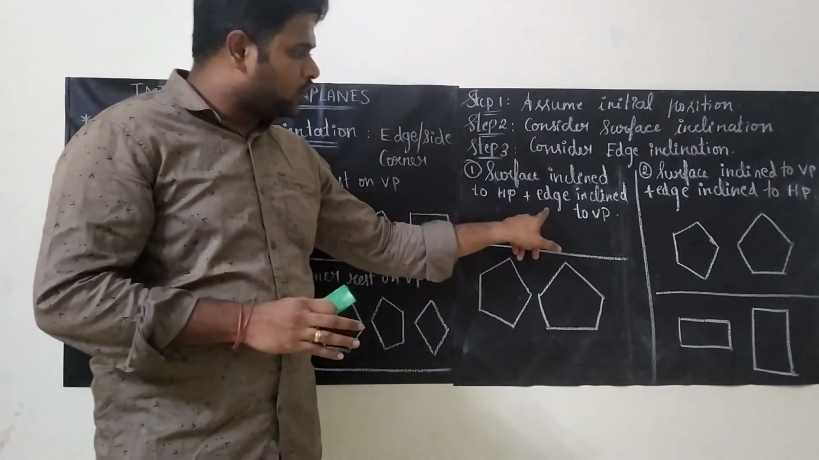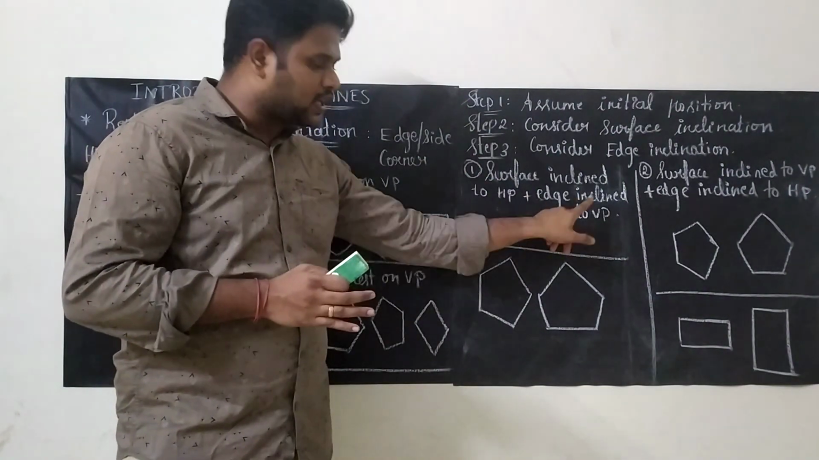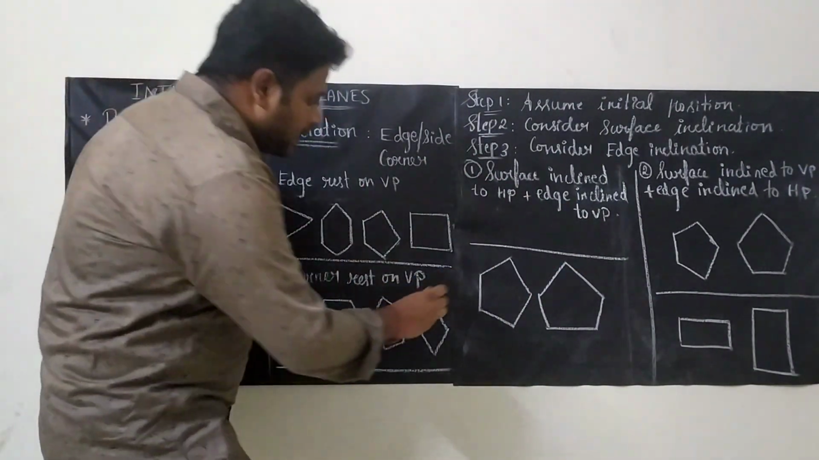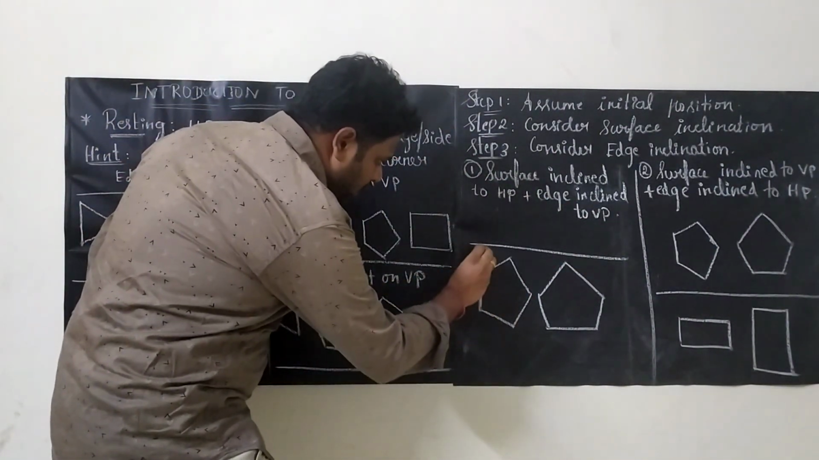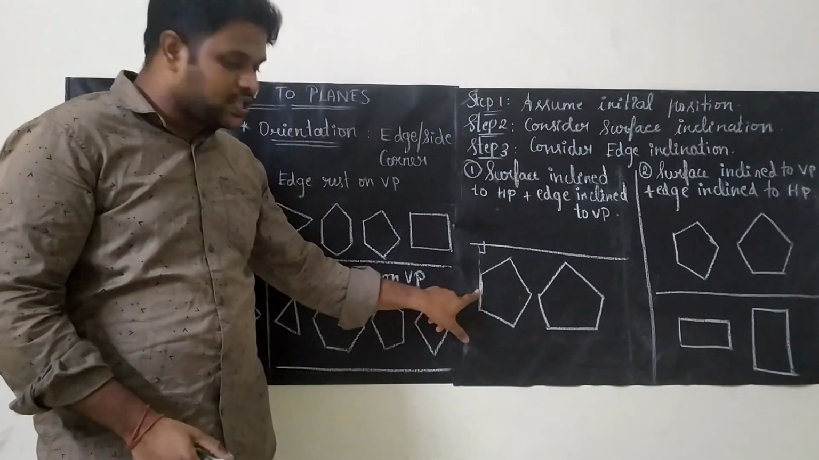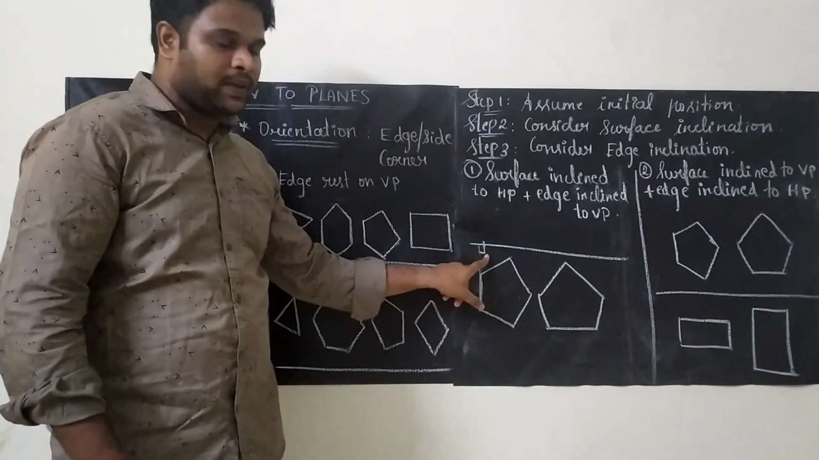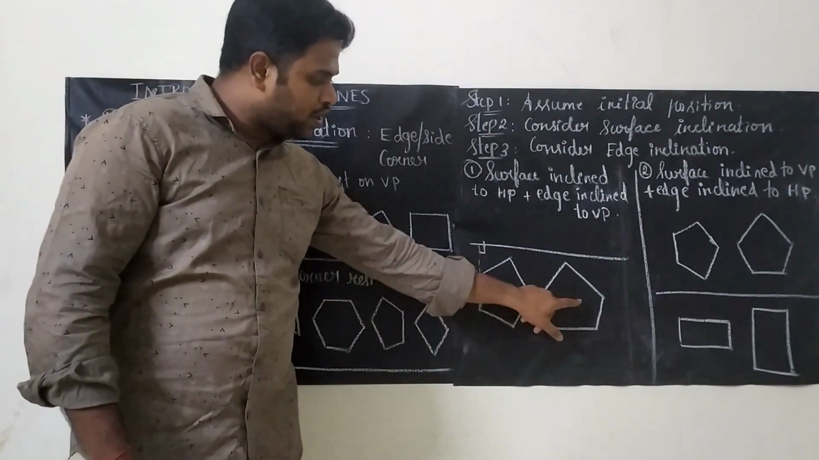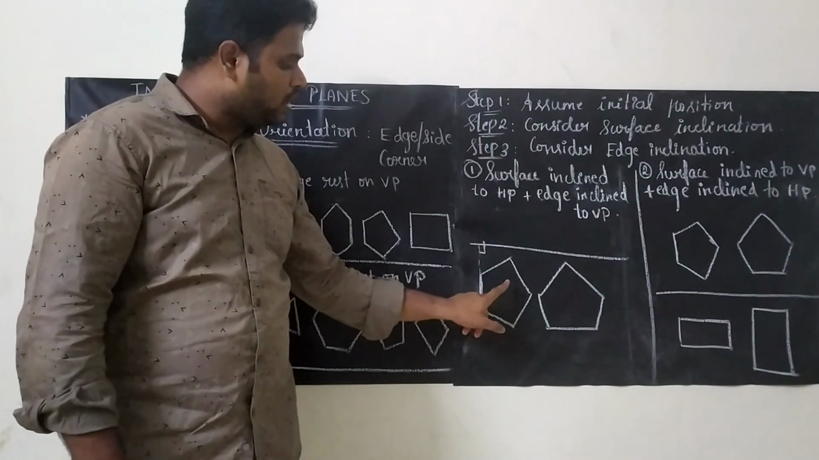Whenever you see the words edge inclined to VP, see to it that the edge, this is your edge, should be perpendicular to VP. Okay, this is your edge. This edge should be perpendicular to VP. See here, no edge will be perpendicular to VP. So we have to draw only the first diagram.